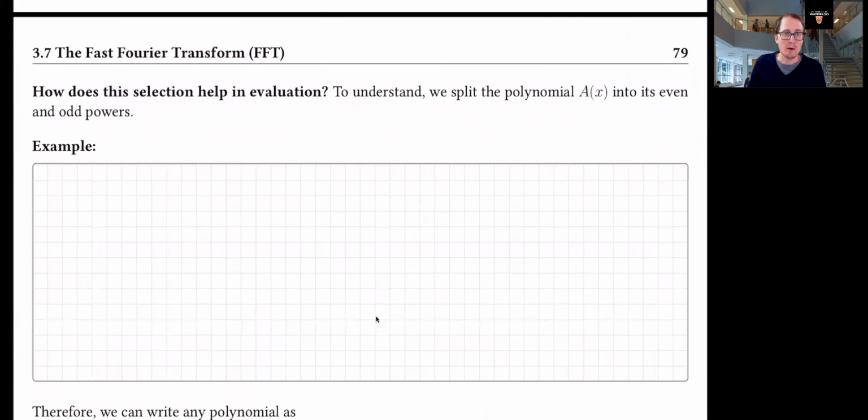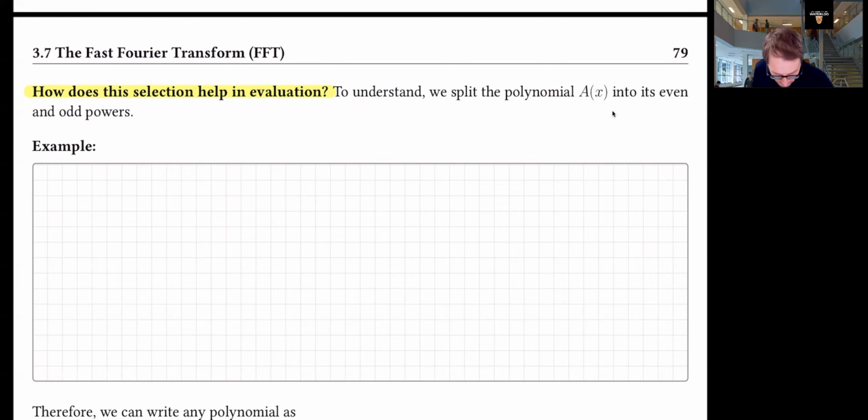Now, how does this help us? Why am I doing this? And the reason's pretty clever. So how does this selection help us in evaluation? To understand, we're thinking in the context of divide and conquer, which is always that we take something and we split it into 2 pieces. So right now, let's think about evaluation. We're trying to evaluate a polynomial a of x. And to do it, we're going to split it into 2 polynomials. It's even and it's odd powers.